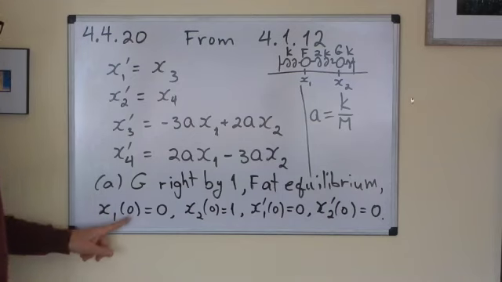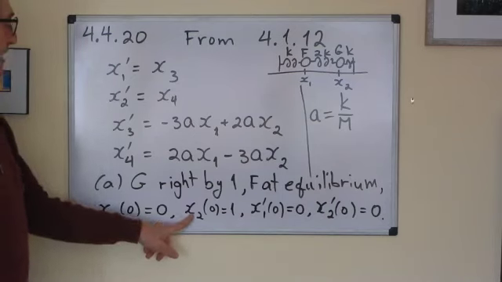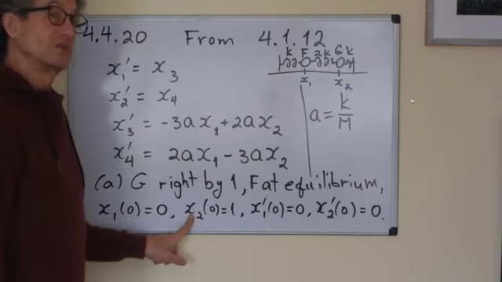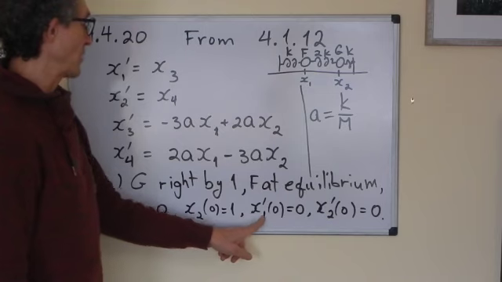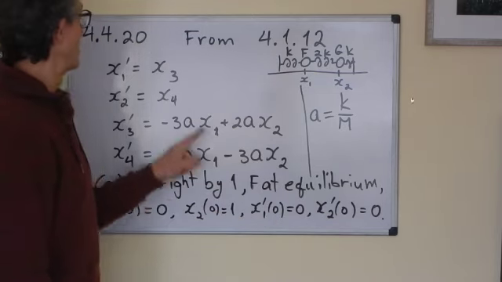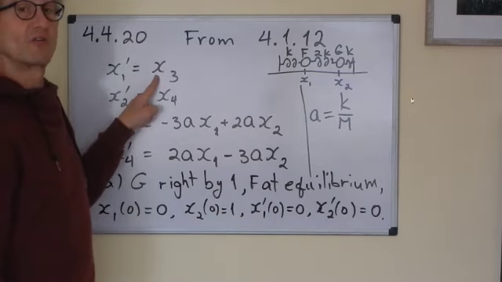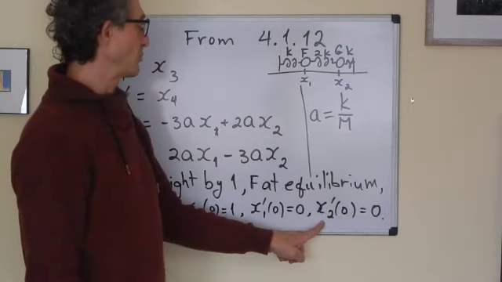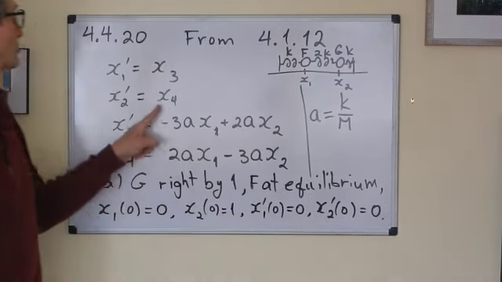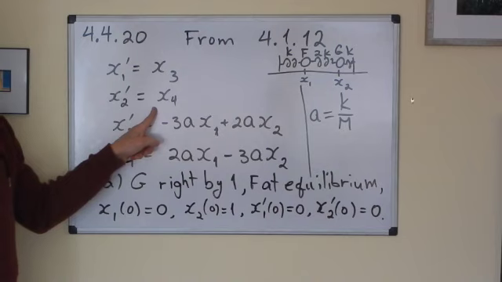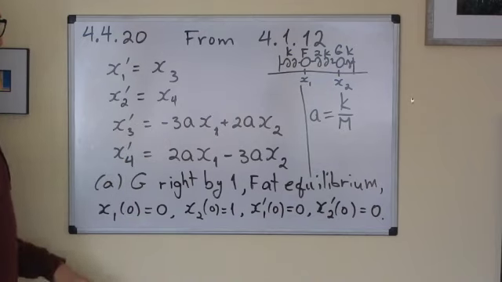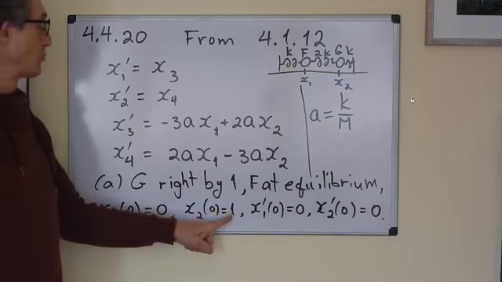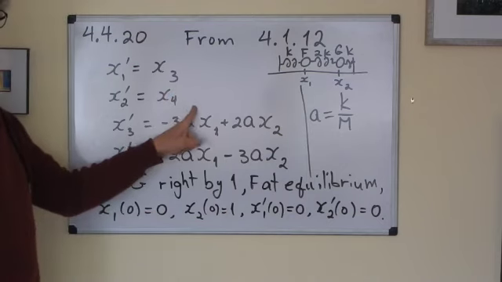And so x1, the displacement of f, is 0. x2, the displacement of g, is 1. And there's no velocity, so x1 prime at 0 is 0, which means that x3 at 0 is 0, and x2 prime at 0 is 0, which means that x4 at 0 is 0. So in vector form, the vector we're solving for is the vector 0, 1, 0, 0.